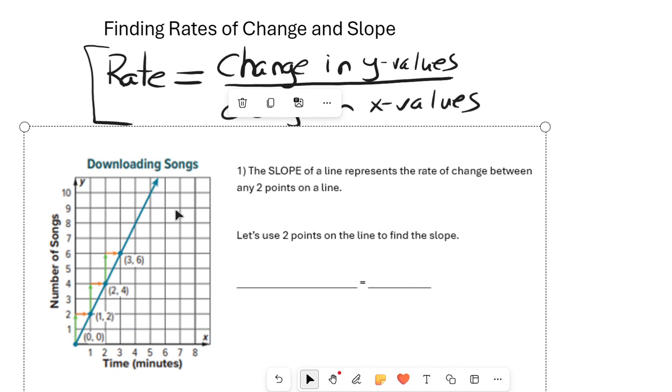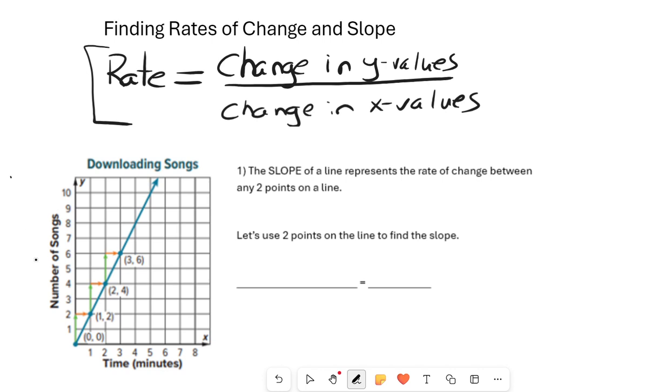So here we have an example. It's about downloading songs. Number of songs is on the y-axis. Time in minutes is on the x-axis. So to find the slope or the rate of change, we need 2 points on the line. I have a lot of points indicated here. Let me just randomly say, let's pick these 2 points.